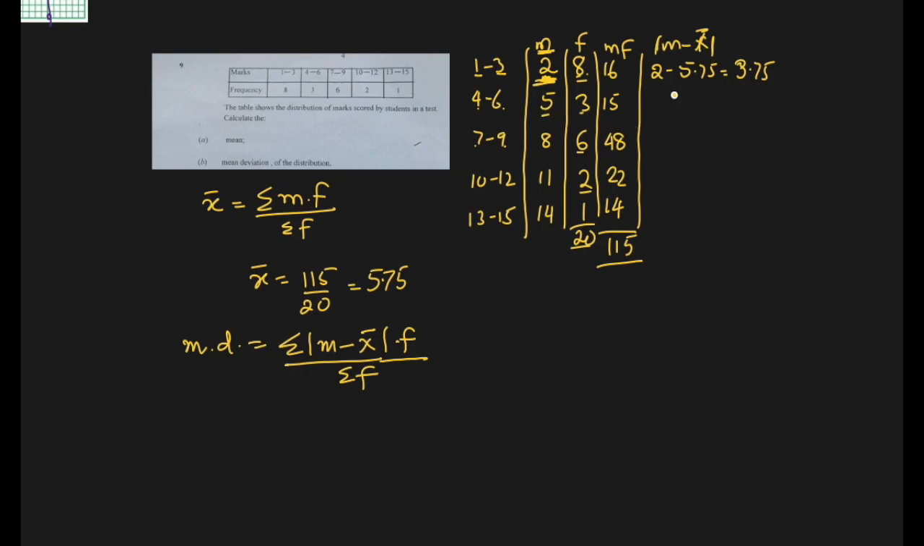Next, 5 minus 5.75 will be positive 0.75. 8 minus 5.75 will be 2.25. 11 minus 5.75 should be 5.25. Then we have 8.25 here. Next thing is we want sigma, this absolute m minus x bar, to be multiplied with f, the frequency we have here. So 8 multiplied by 3.75.